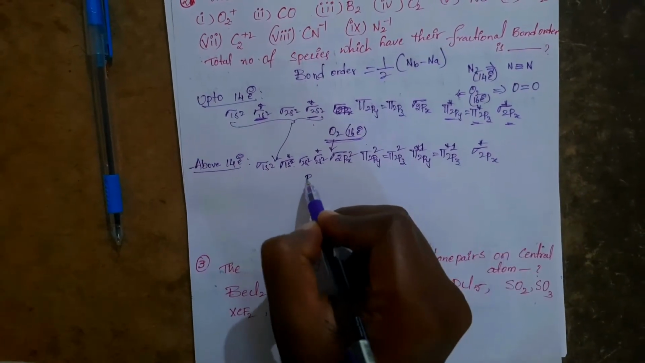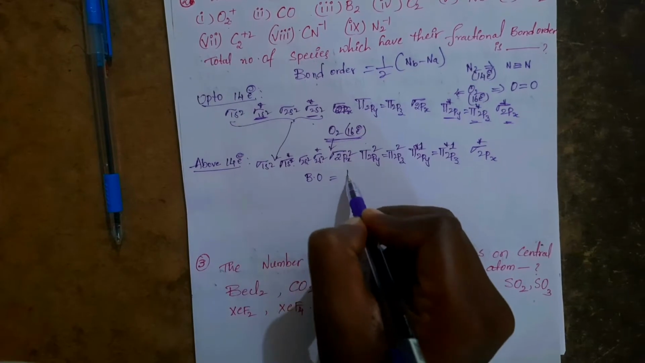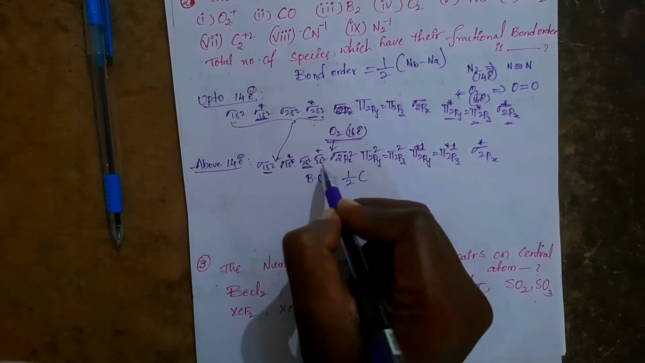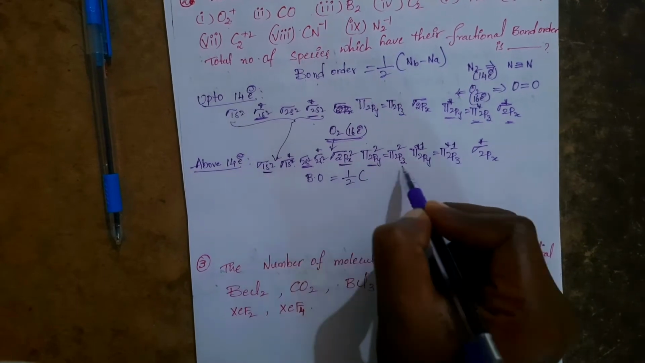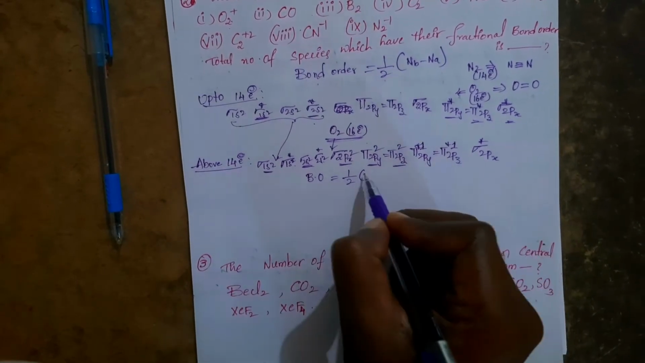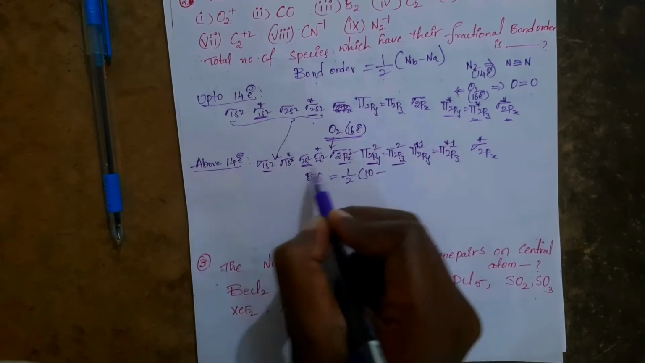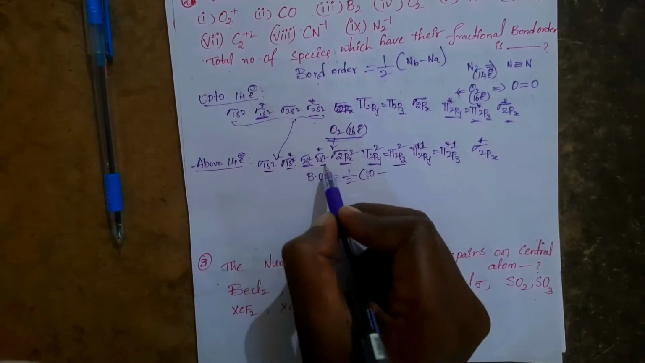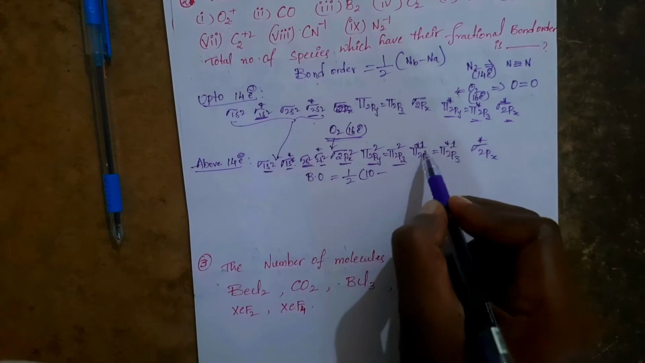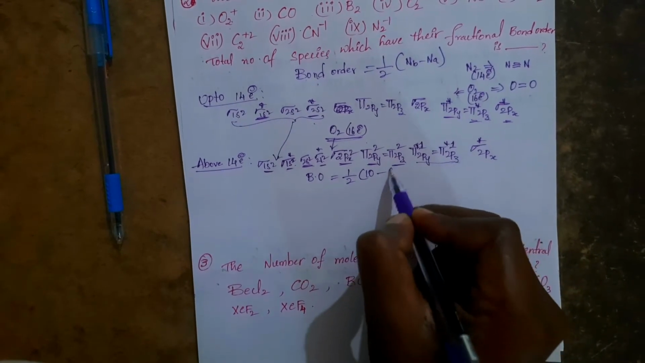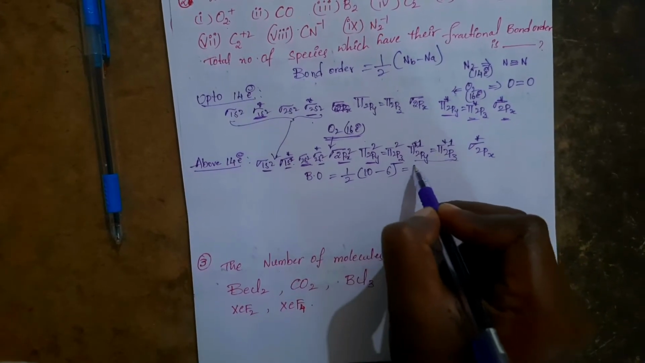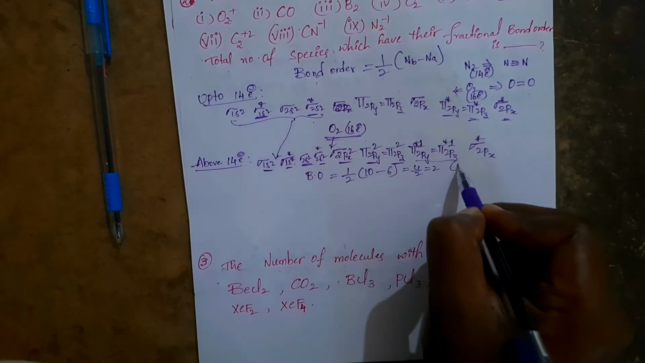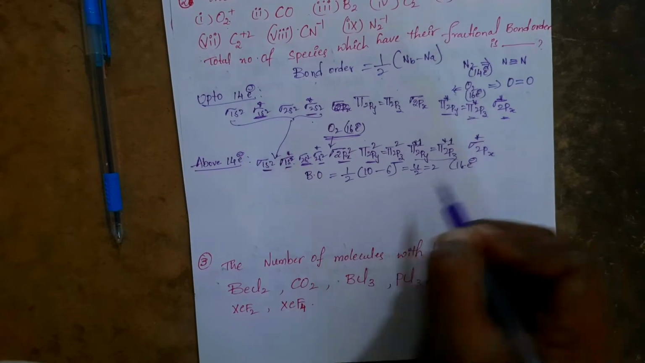Now, what happens to the bond order? How many bonding molecular orbitals contain electrons? 2, 2, here 2, here 2, here 2. So the total will be 5 2s, that is 10, minus. Now in this case, what does anti-bonding contain? Here 2, here 2. That is 4. Here 2 electrons. So total of 6. 10 minus 6, 4 by 2. That is 2. Bond order for a 16 electron containing molecule will be 2.